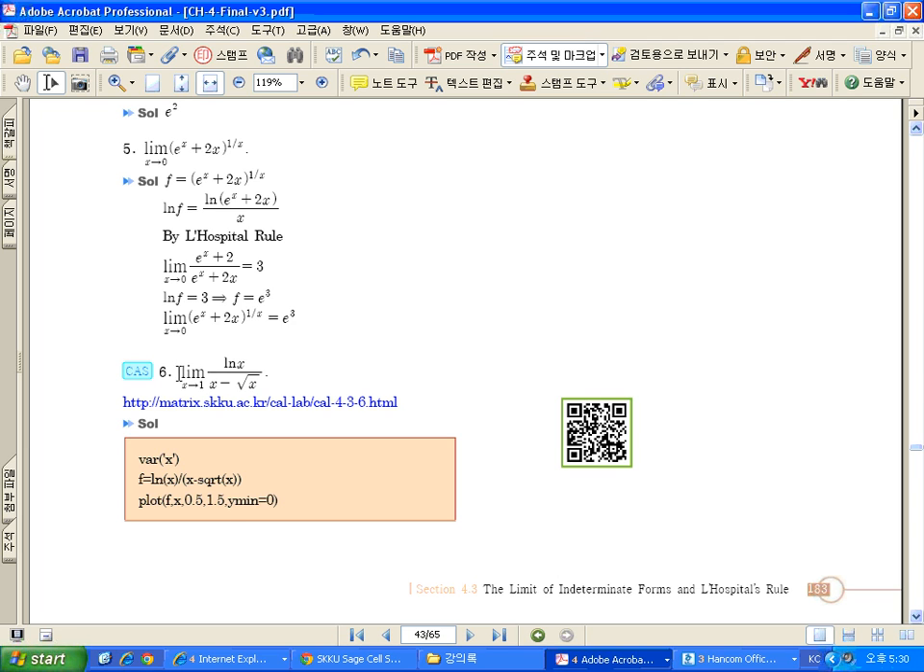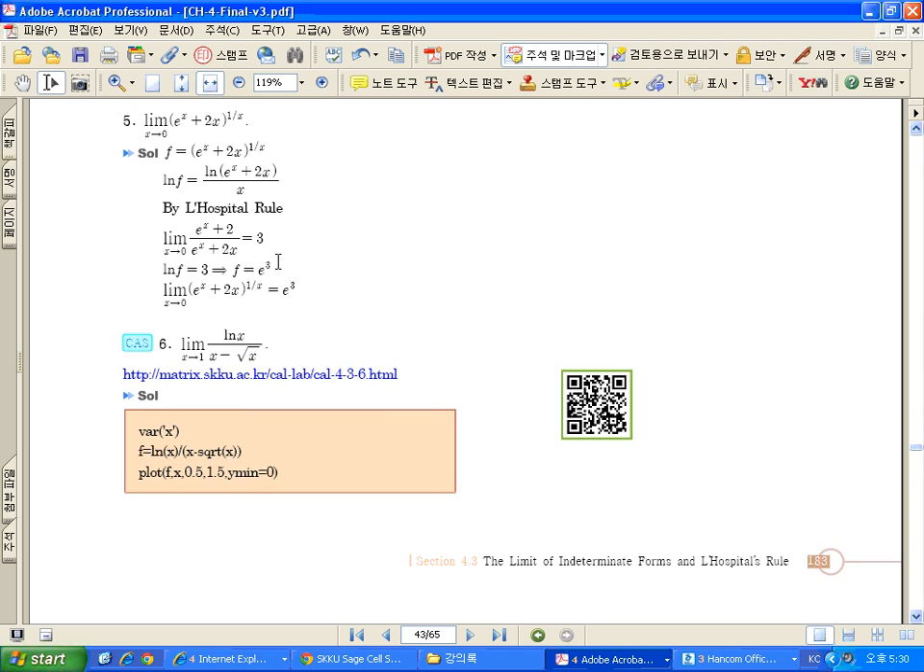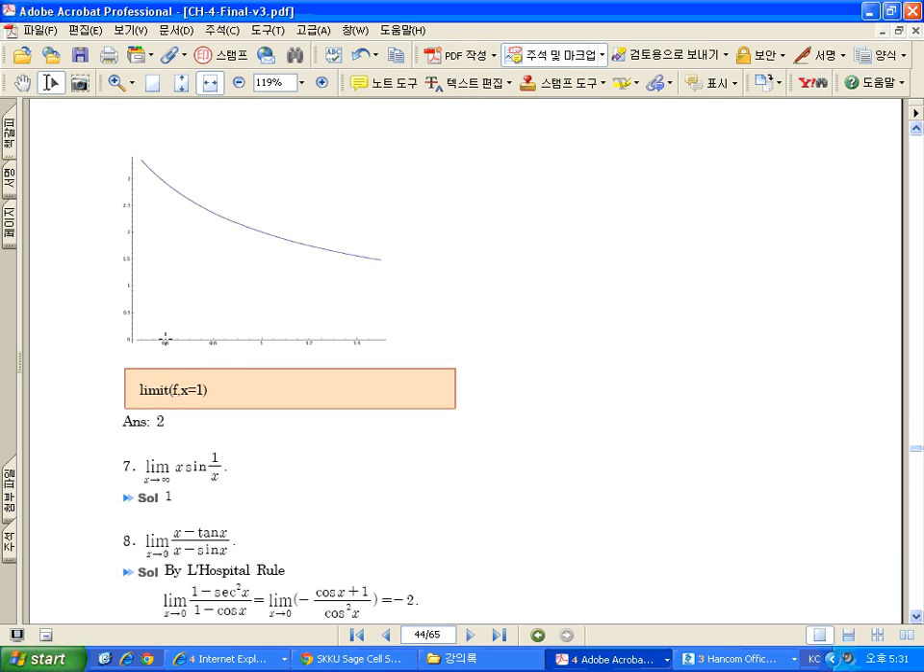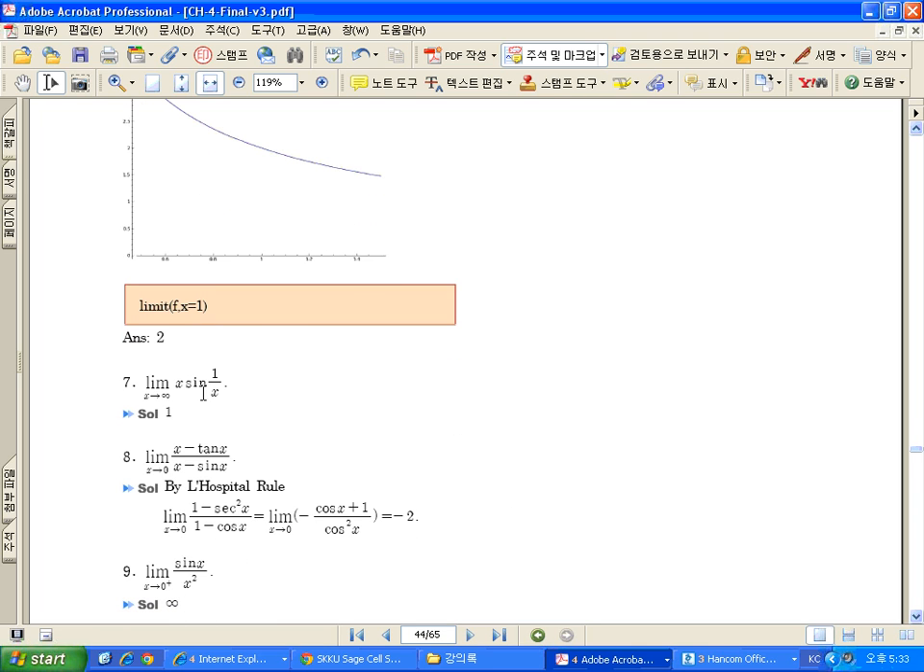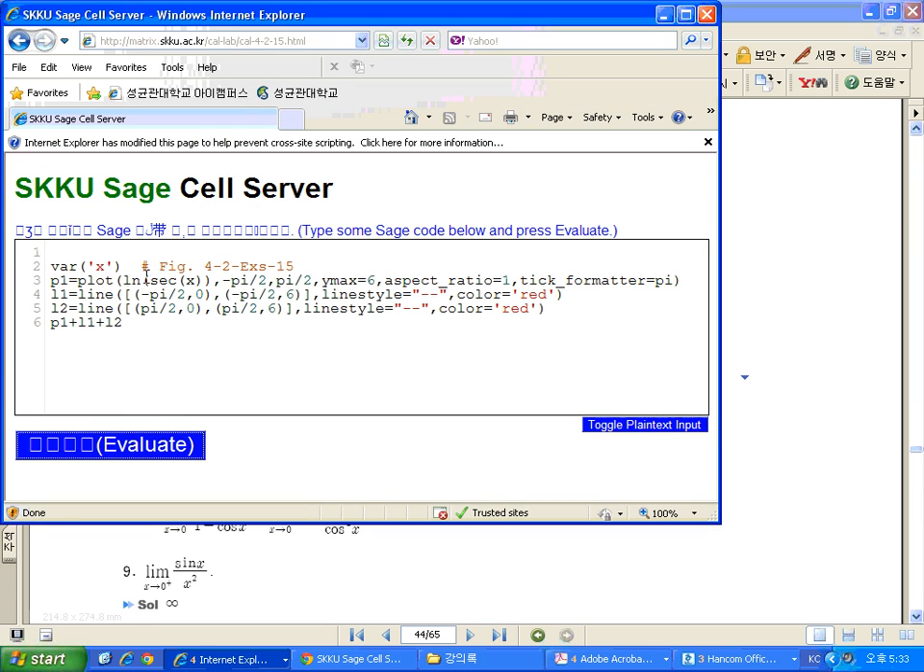For example, if you want to find the limit of this one, you can draw the graph first. When x approaches 1, what can you expect? If x approaches 1, then you can find the limit is somewhere here. It's continuous. So now you can apply any of the rules. You can expect a lot of things. Here, x times sine 1 over x when x goes to infinity. You can easily draw the graph of it: x sine 1 over x. Plot what? x times what? Sine 1 over x.